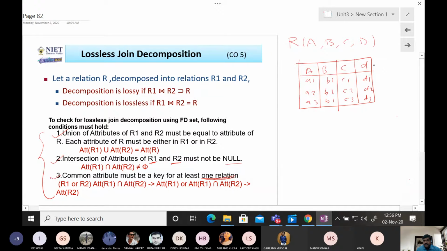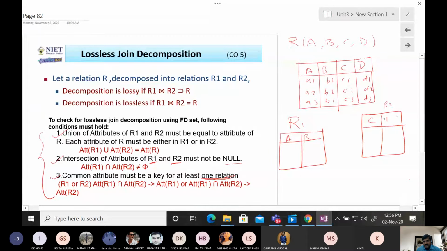This is the capital D. Now, if we decompose this R into AB and R2 into CD, then let me know whether condition 1 is satisfied or not in this decomposition.